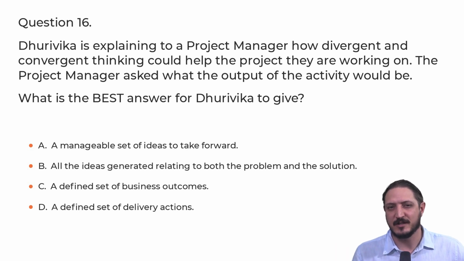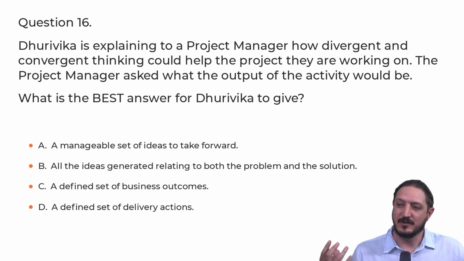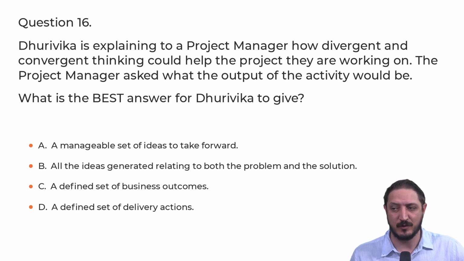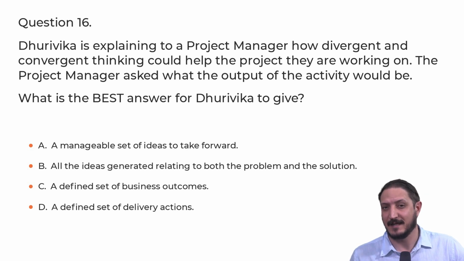We know now what divergent and convergent thinking is from our studies, and Rivka, the business analyst, is explaining to a project manager how divergent and convergent thinking could help the project that they are working on. The project manager asked what the output of the activity would be. What is best? So the instructions are, what is the best answer for Rivka to give?